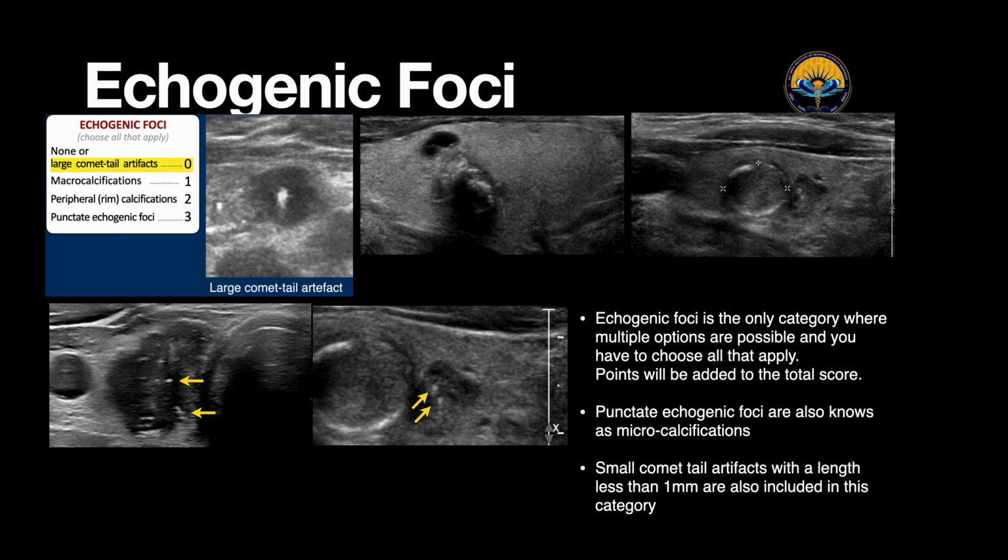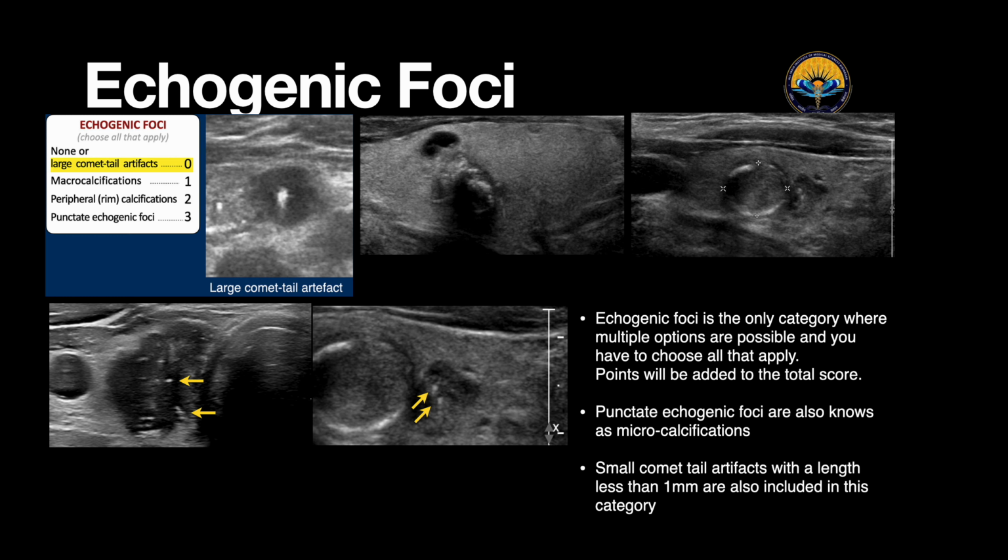Last are the echogenic foci, which we can see within the lesion. If we can see a large comet tail artifact within the lesion, then we give it a score of 0. However, if we can see some large calcification within the lesion having posterior acoustic shadowing, like these large macrocalcifications within the lesion, then we give it a score of 1. If we can see peripheral or rim calcification, then we give it a score of 2. And if we can see some small microcalcification within the lesion, then we give it a score of 3 points. Here again, this is the peripheral rim calcification, we give a score of 2, and there are small microcalcifications which we give a score of 3.